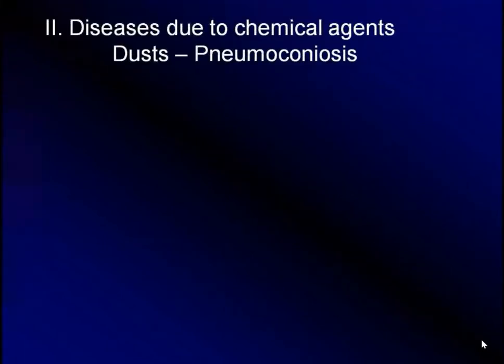Next, coming to the next group of diseases, those due to chemical agents. Chemical agents can enter the body by inhalation, for example dust particles, or by ingestion, or through the skin. The most important and most common group of diseases is caused by inhalation of the dust particles that are produced. That group of diseases is called pneumoconiosis, which causes lung diseases. Inhalation of dust particles of size between 0.5 to 3 microns causes lung disease, and that condition is called pneumoconiosis.